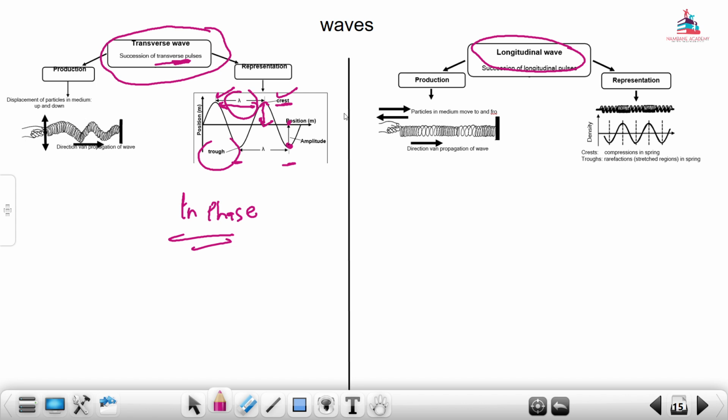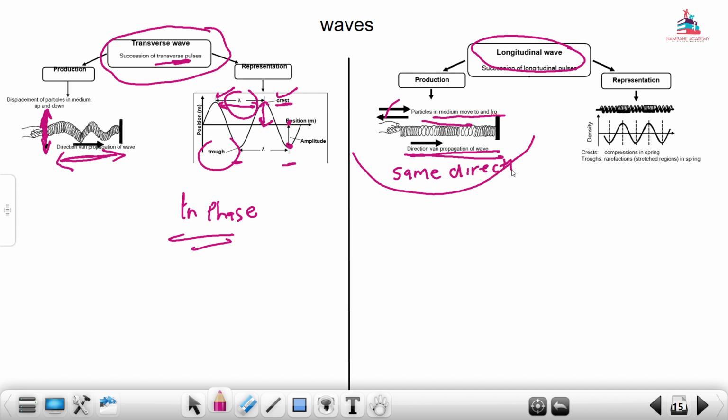So what is the difference between these two waves? The difference is that here, the direction of the medium is going up and down, then the propagation of the wave is going back and forth. But here, the direction of the medium and the propagation of the wave are moving in the same direction. So we are saying to and from, also here it's to and from, so it's the same direction. The other one, it's up and down, to and from.